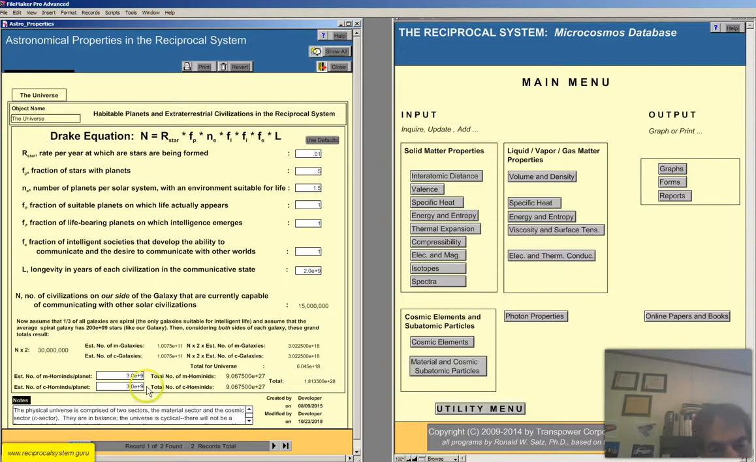So then we get the total number of M hominids would be 9.0675 times 10 to the 27th, and the total number of C hominids would be 9.0675 times 10 to the 27th. Add those up and we get 1.8135 times 10 to the 28th total, or roughly 2 times 10 to the 28th for the entire number of intelligent, presumably at least quasi-ethical, human-like beings all around the universe, both material and cosmic. So that's our conclusion. Now, this being a database, you can, of course, change my numbers here to suit your taste. If you disagree with any of these, you can change it. No problem.